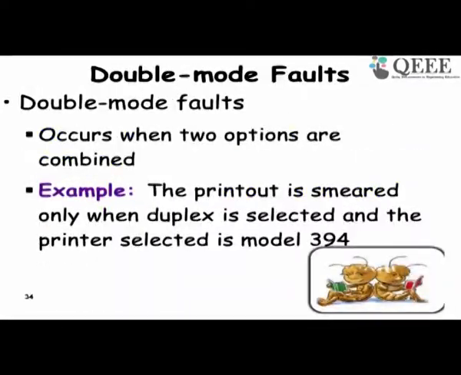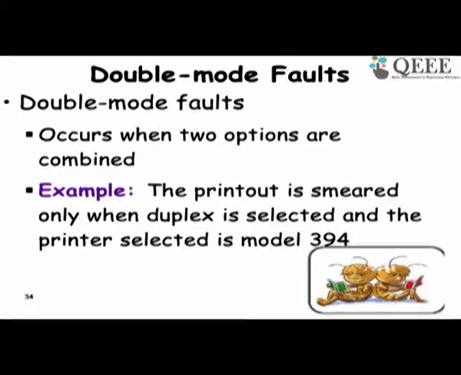Now let us look at the double mode fault. Here, when two of the inputs have some specific value, for example, in the printer setting, the printout gets smeared only when the duplex is selected and the printer model is 394. So only when we consider these two settings, that the printer is duplex and the model selected is 394, then the printout becomes smeared.